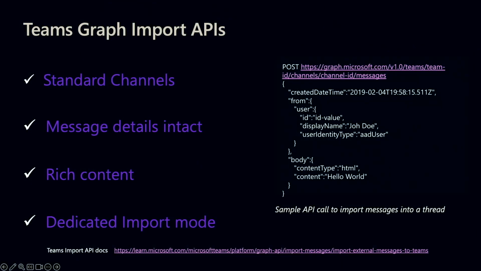All right, so let's talk about the Graph import APIs. So what are import APIs? They are high throughput, high performing APIs that help you move messages into Teams. There are a lot of things that you can do with import APIs today, and I want to go over some of the benefits and some of the value that you get.